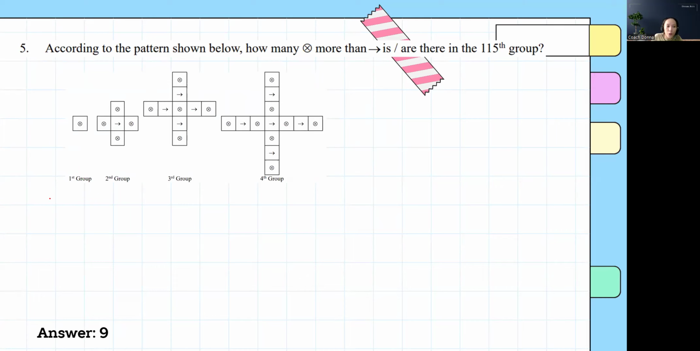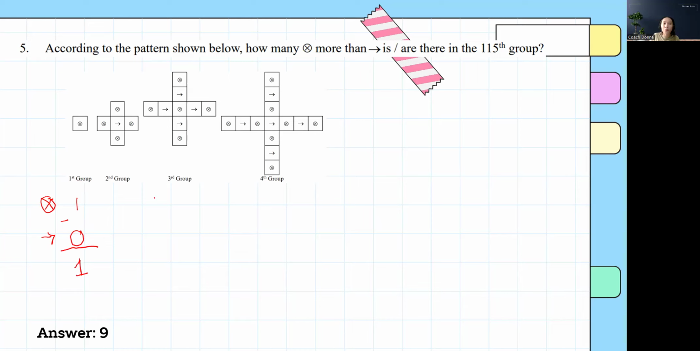So there's only one cross. Let's show it here. This is a cross. This is the arrow. The number of crosses in the first group is only 1. Number of arrows is 0. When we're asked how many more, that means we're being asked for the difference. We need to subtract this. 1 minus 0 is 1. Therefore, we have 1 more cross than arrows in the first group.